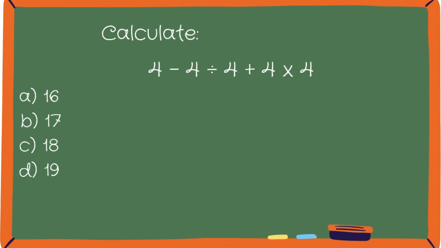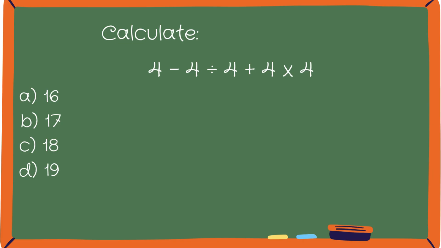Can you do this exercise? 4 minus 4 divided by 4 plus 4 multiplied by 4. If you have seen previous Smart Brain videos, you will find this exercise very easy. Now we have alternative A, 16, B, 17, C, 18, or letter D, 19. Pause the video, do this quickly, and write your answer in the comments.